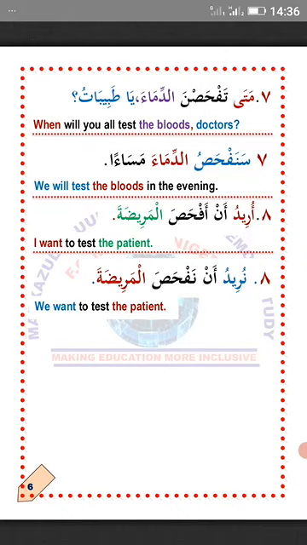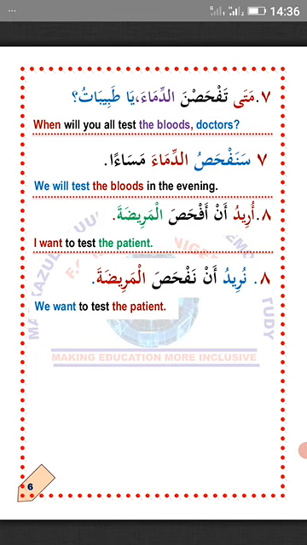Number 7. متى تفحصن الدماء يا طبيبات. When will you all test the blood? يا طبيبات, doctors, referring to a group of female doctors. Now the answer. سنفحص الدماء مساء. We will test the blood مساء, in the evening. الدماء is the plural form of الدم. الدم مفرد, الدماء جمع.